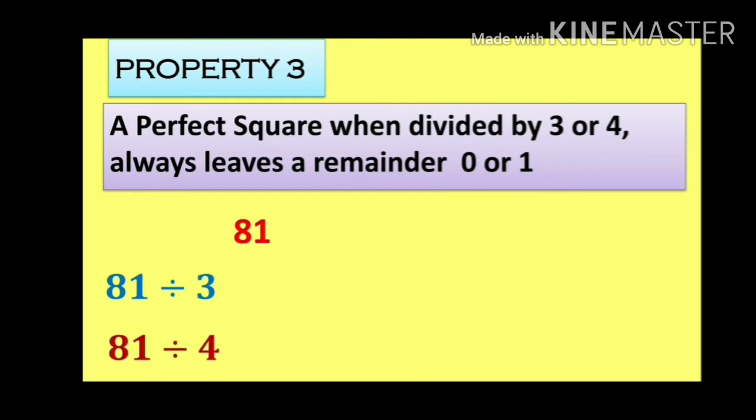81 is a square number. So we get the remainder as 0 and 1. When we divide it by 3, we get 0, and when divided by 4, the remainder is 1.